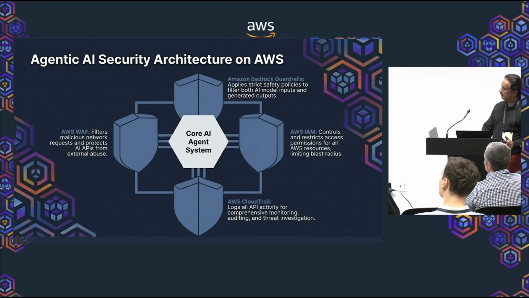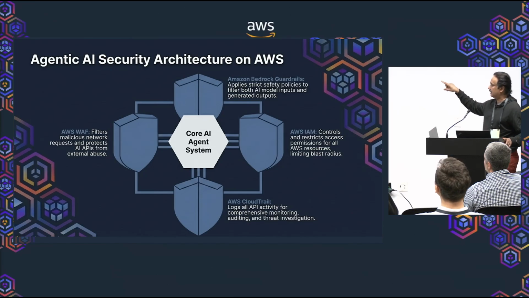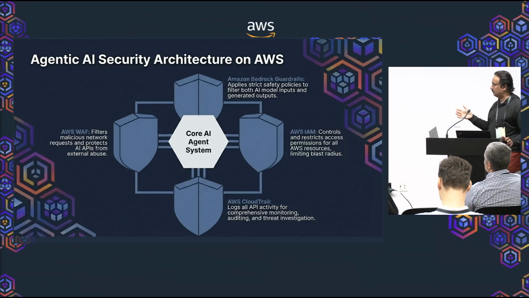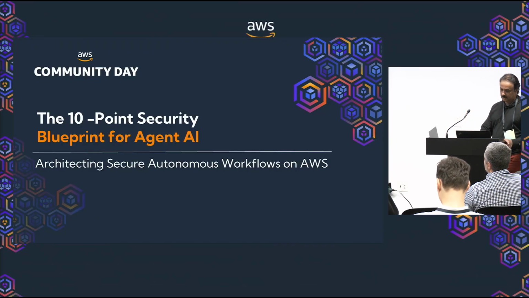And how do we put together an agentic AI security architecture on AWS? So on Amazon Bedrock, we put together all the guardrails, and then WAF to filter requests and protect AI APIs from extended abuse, and then having strict controls from an IAM point of view on what resources they can access and to limit the blast radius, and having CloudTrail to monitor all the API activities for continuous monitoring, auditing, and threat investigation. So, yeah, I put together a 10-point security blueprint for agentic AI.